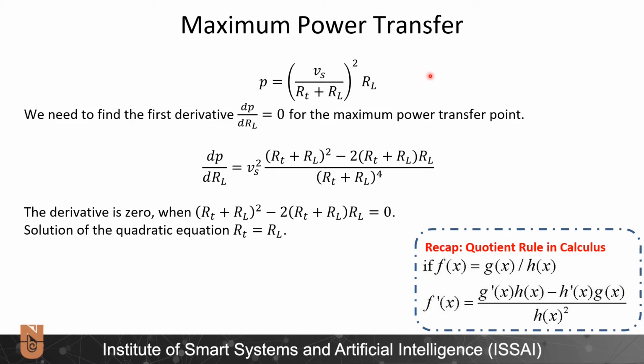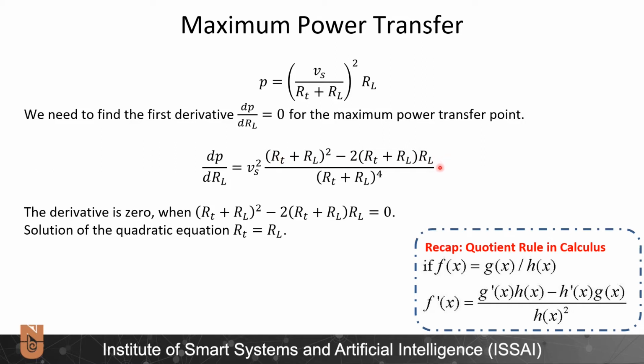In order to find the maximum power transfer point, we need to take the derivative of power with respect to the load resistor and equate this to 0. If we take this derivative using this rule from calculus, we end up with this term: Vs squared times [(RT plus RL) squared minus 2(RT plus RL) times RL] divided by (RT plus RL) to the fourth power. The derivative will be 0 if this upper term is equal to 0.